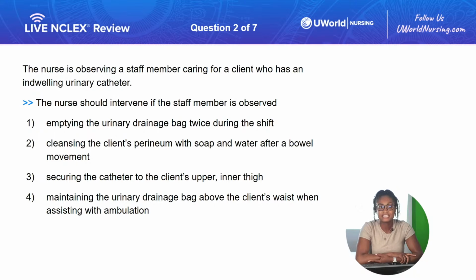Option 1, emptying the urinary drainage bag twice during the shift. Option 2, cleansing the client's perineum with soap and water after a bowel movement. Option 3, securing the catheter to the client's upper inner thigh. And option 4, maintaining the urinary drainage bag above the client's waist when assisting with ambulation. Let me know in the chat what you guys think on this question.